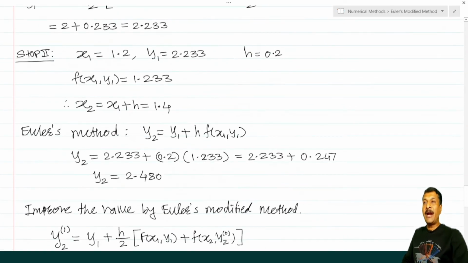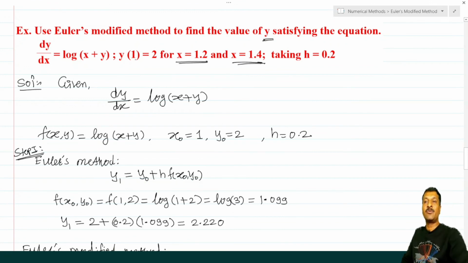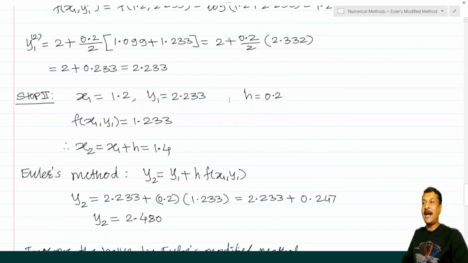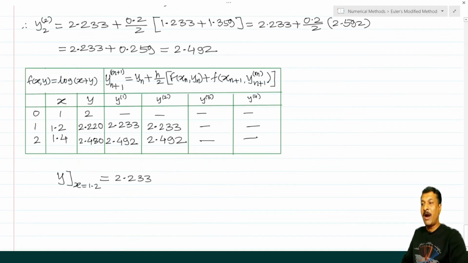So what we want to find here, read the problem carefully, is the value of y at x equal to 1.2 and x equal to 1.4. So you can finalize that answer: y at x equal to 1.2 is 2.233. Also I want y at x equal to 1.4. By this table I can consider the final value 2.492, which is your required answer.